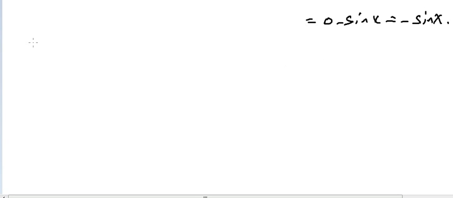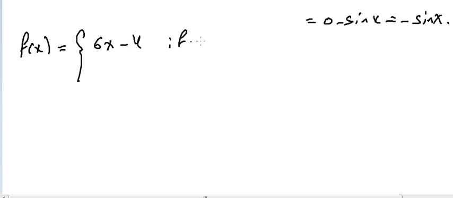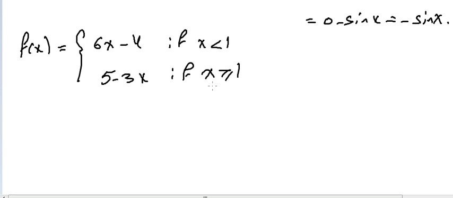this one. Consider the function f of x, this one is very nice, f of x equals 6x minus 4 if x is less than 1, and 5 minus 3x if x is greater than or equal to 1. Show that f is not differentiable at x equals 1 and has a corner point whose coordinates are to be determined.